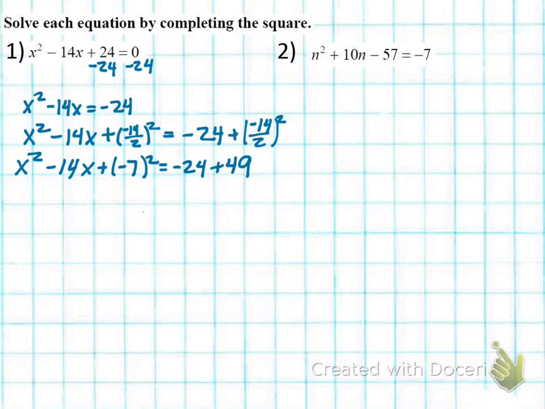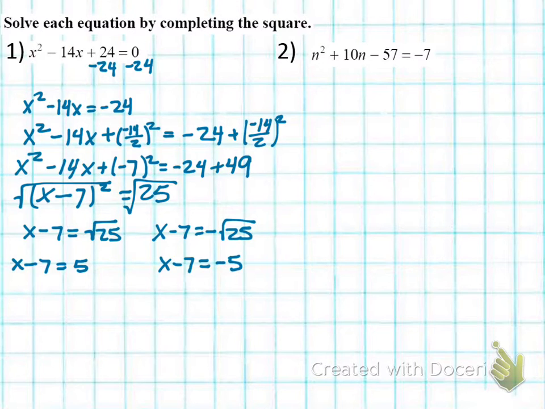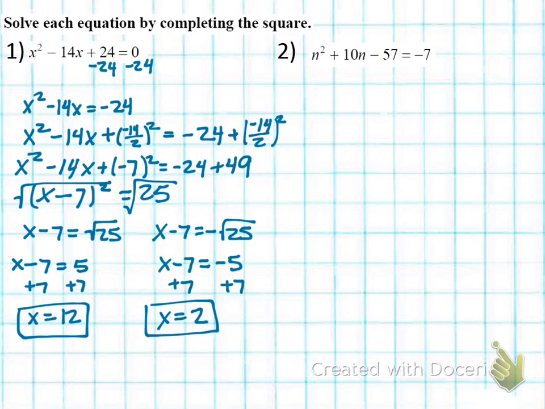Okay, and then remember our perfect square binomial is just x minus 7 all squared. Okay, so again, x minus 7 on the left, that binomial squared, and then negative 24 plus 49 is just 25. Okay, now I'll take the square root of both sides and set up my two equations. So x minus 7 equals the positive square root, x minus 7 equals the negative square root. Square root of 25 is just 5. So I have x minus 7 equals positive 5, and x minus 7 equals negative 5. Adding 7 to both sides here, I get x equals 12 and x equals 2. Those are my two answers, and I'm moving on to number 2.